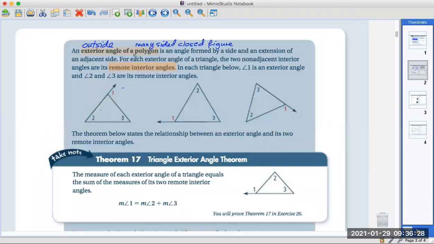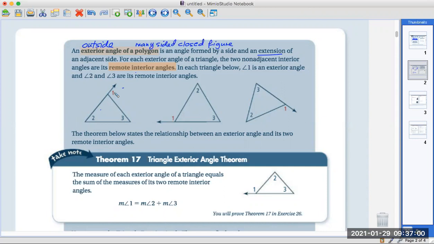So I went on a rabbit trail because polygon is another word for a triangle, okay? An exterior angle is formed by a side and an extension of an adjacent side. So this is the side, this is the adjacent side. Okay, adjacent means next to. For each exterior angle of a triangle, the two non-adjacent interior angles are its remote interior angles. The verbiage is very confusing.